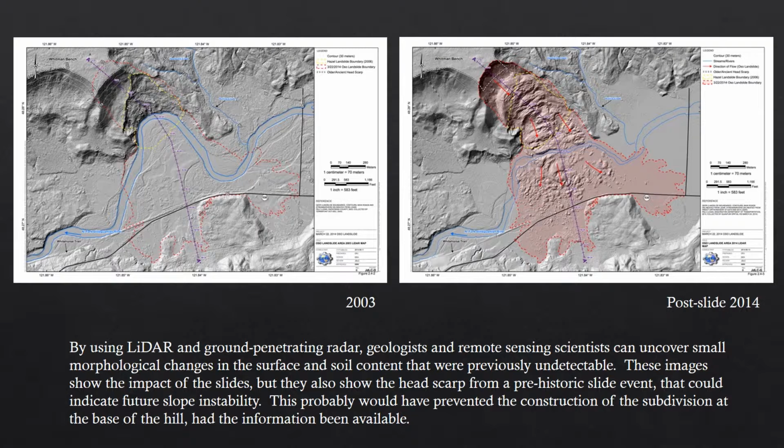The yellow dotted line outlines the 2006 slide, and then on the right side, it's most obvious, the red shaded area is the 2014 slide, which obviously took out a much bigger area. But you can see even in the difference between the 2003 and the 2014 images, the slide that happened in 2006 completely rerouted the river right through the middle of that valley, whereas before it had been closer to the base of that hill.